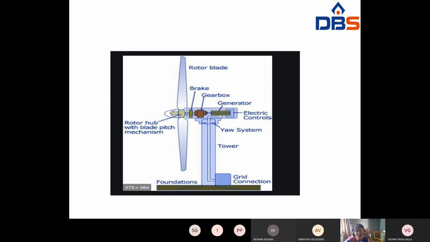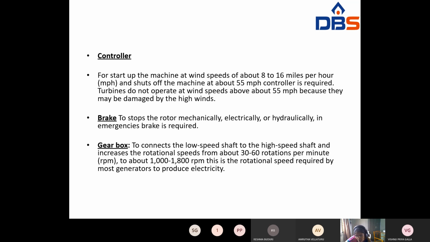So what is the purpose of controllers? Controllers are required to start the machine at wind speeds of about 8 to 16 miles per hour, and to shut it off at about 55. To start the wind turbine, you require 8 to 16 miles per hour of wind, and to shut down, 55. So for that control, here you are using the controllers.